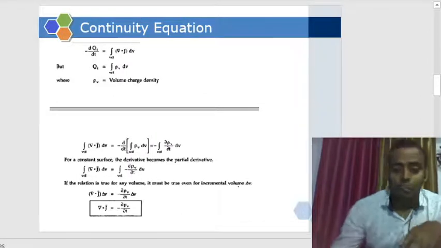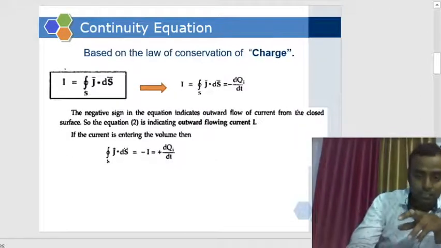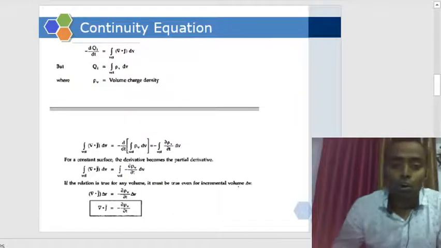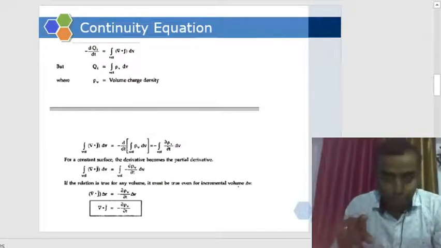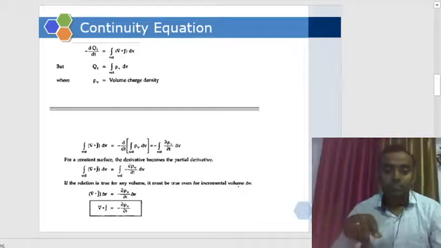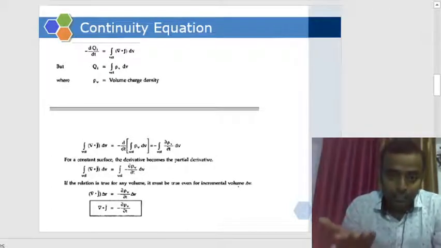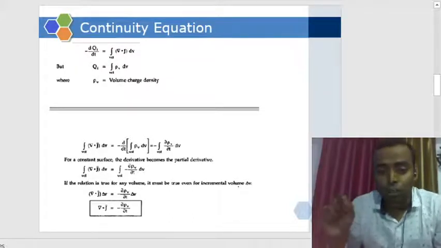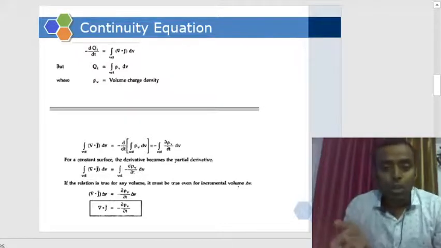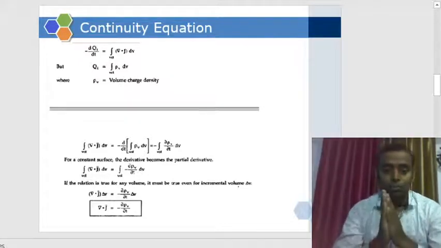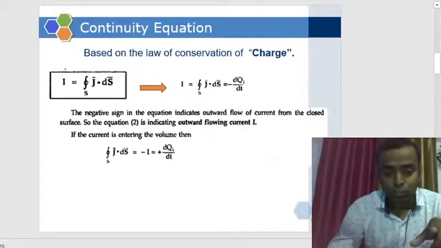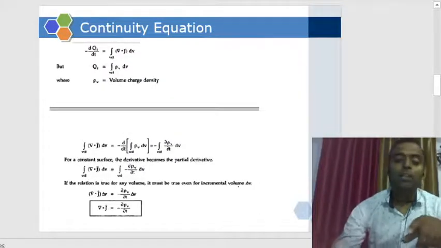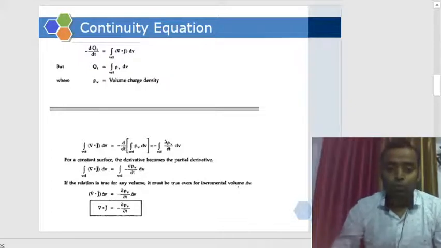So from the first equation, where we had minus d by dt of Qi, we can write it as the volume integral of del dot J dV. How did we get this? Earlier it was the surface integral of J dot dS. How did we get this volume integral of del dot J dV? What have we used? We have used the divergence theorem. So from the divergence theorem, this surface integral of J dot dS will become the volume integral of del dot J dV. What was the divergence theorem?